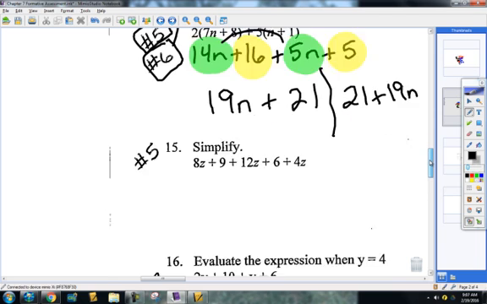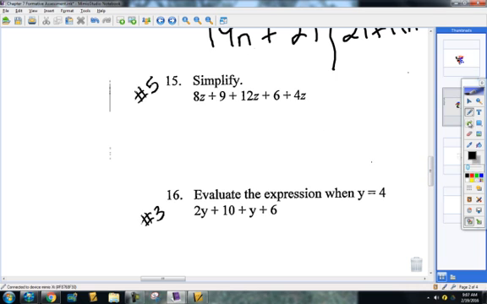Let's go on. Number 15. Here I have some zebras. I have 8 zebras, 12 zebras, 4 zebras. Can I take all those zebras and put them together in one group? Yes. Here I have the constant 9 and the constant 6. Constants are always like. So we're going to put the zebras together. 8 and 12 makes 20. 20 and 4 makes 24 zebras plus 15.